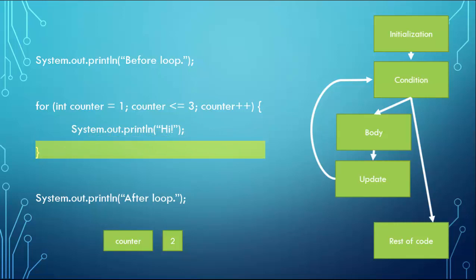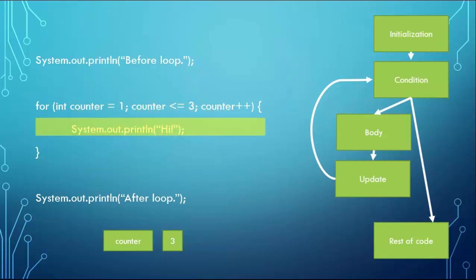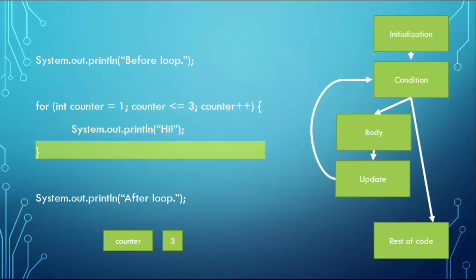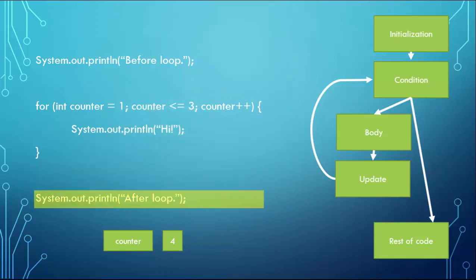We get to the close brace. We do our update. Counter becomes 3. 3 is less than or equal to 3 still, so we'll display high on the screen. We hit the close brace again. We do the update. Counter becomes 4. 4 is less than or equal to 3. That's not true, so we're done.